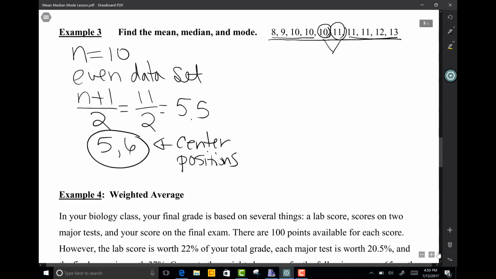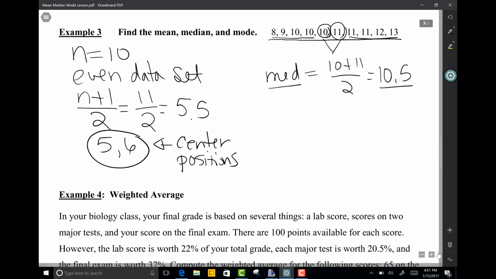Now to find the median, I need to take the mean of those 2. So 10 plus 11 divided by 2. When I do that, I'm going to get 10.5. So my median is 10.5. And again, you can check this on your calculator because I just showed you how to do that.